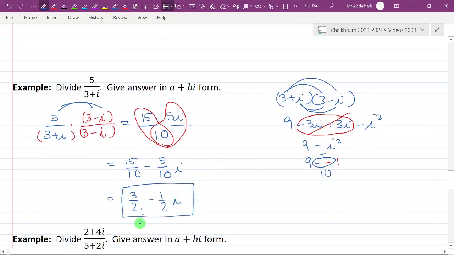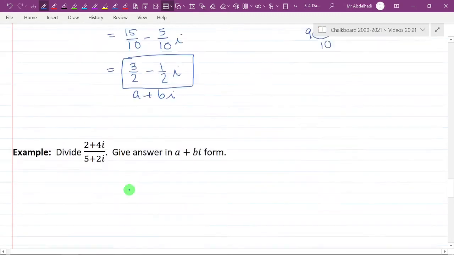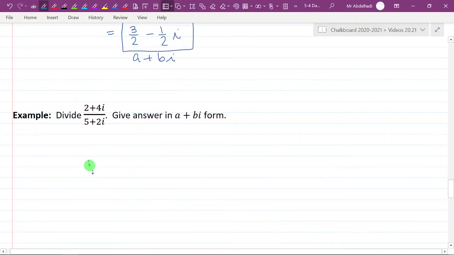Is this in a plus bi form? Yes, it is. All right, so we have 2 plus 4i on the top. But the important thing is that the bottom becomes rationalized here. And the only way to get rid of the imaginary stuff in the denominator when you have two terms is to use the conjugate. So what's the conjugate of 5 plus 2i? It's 5 minus 2i. And if you use that on the bottom, you also have to use it on the top for balance. Keep the fraction balanced here.